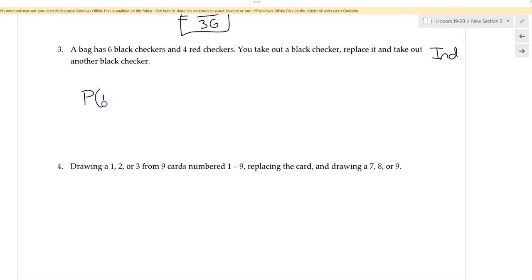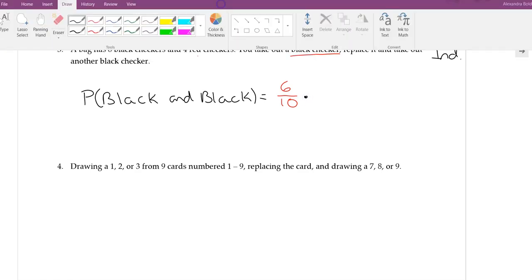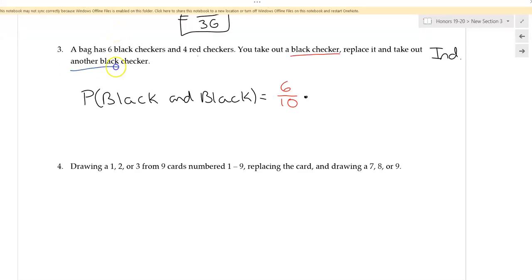So the probability of black and black. Well, if I pull out a black checker to start, there's 6 black checkers out of 6 plus 4, which is 10. Times, and then I want another black checker. Well, there's 6 black checkers out of 10. So 6 times 6 is 36 out of 100.